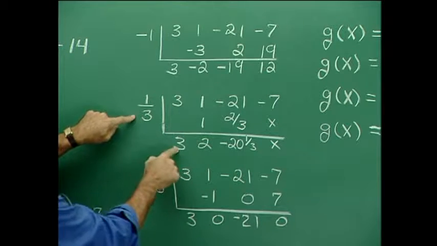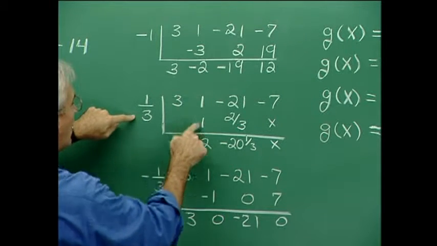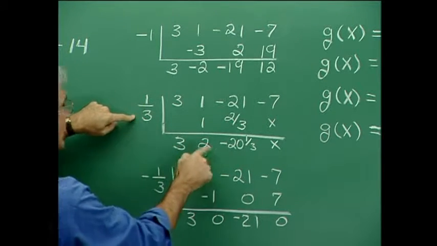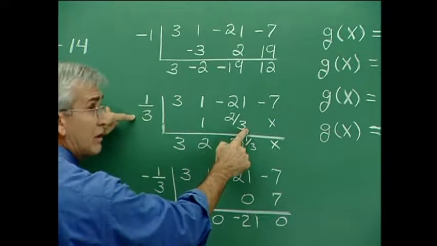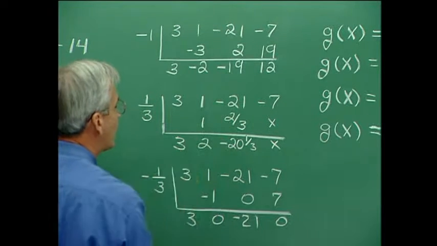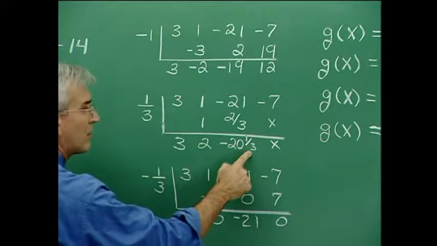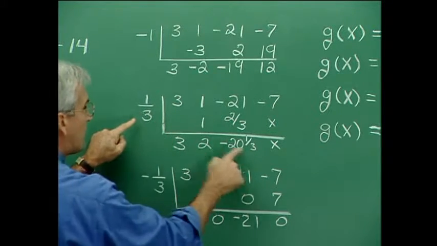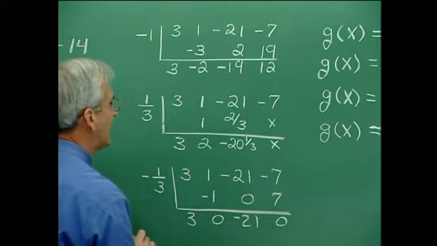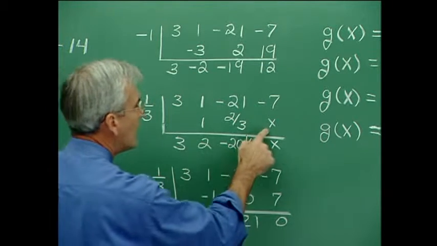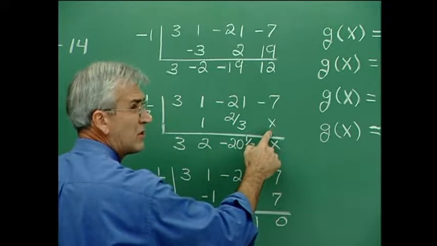Bring down the 3. 1/3 of 3 is 1. That's nice. 1 and 1, 2. Uh-oh. 1/3 times 2, you see, is 2/3. And then 2/3 with -21 is -20 1/3. Messy, messy, messy. 1/3 of this, oh, it's roughly -7. And so this just isn't going to work out.